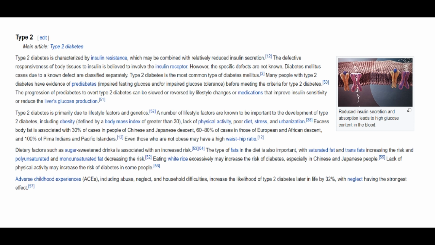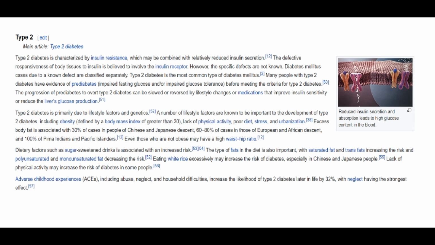Type 2 diabetes is characterized by insulin resistance, which may be combined with relatively reduced insulin secretion. The defective responsiveness of body tissues to insulin is believed to involve the insulin receptor. However, the specific defects are not known. Diabetes mellitus cases due to a known defect are classified separately. Type 2 diabetes is the most common type of diabetes mellitus.